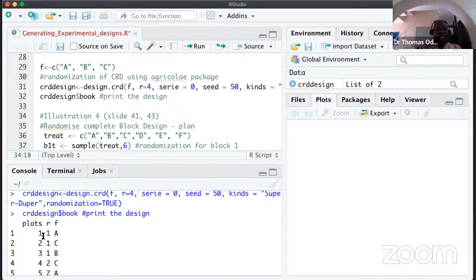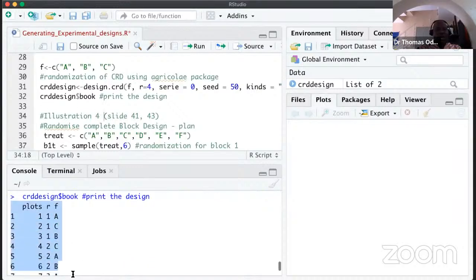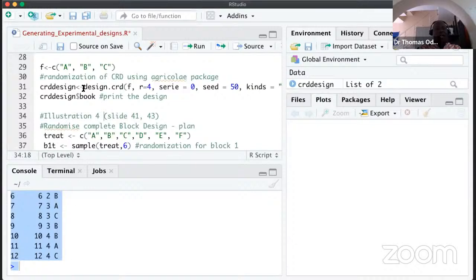So we are done with the CRD. So now you know how you can use R to design your study if you're doing CRD.